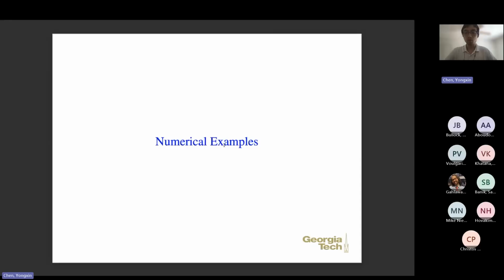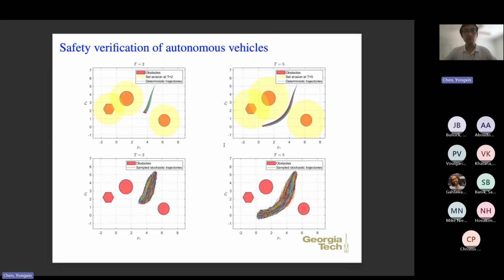And just to show you a couple of examples, one example specifically. You have a stochastic system like a unicycle, and you have several obstacles, and you have some control. I just do verification here, right? I want to make sure the trajectory does not intersect with these obstacles with high probability.